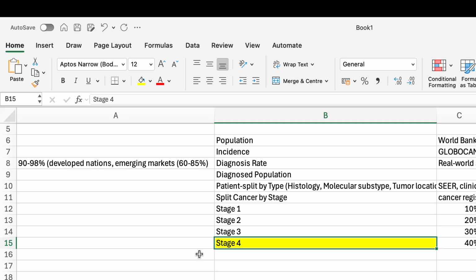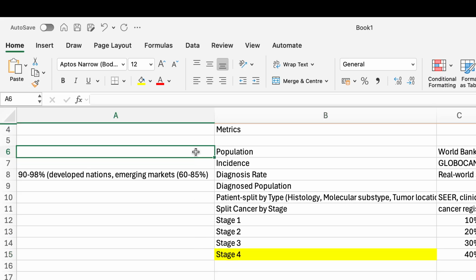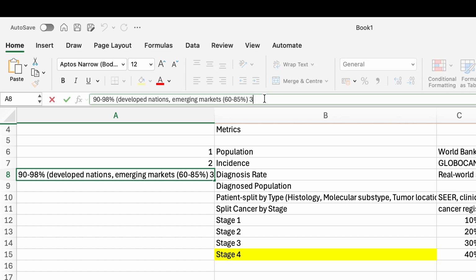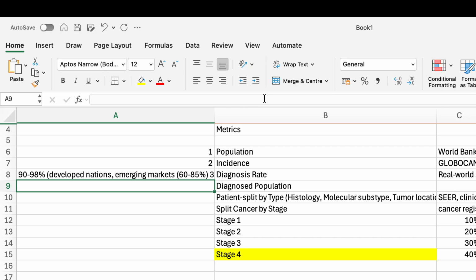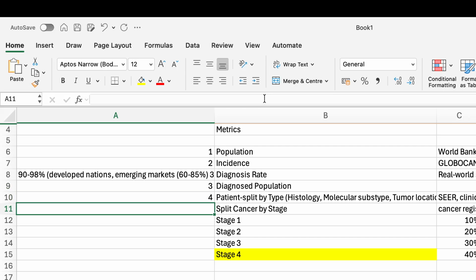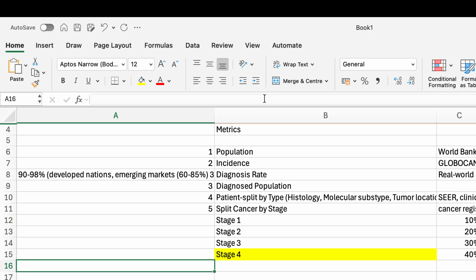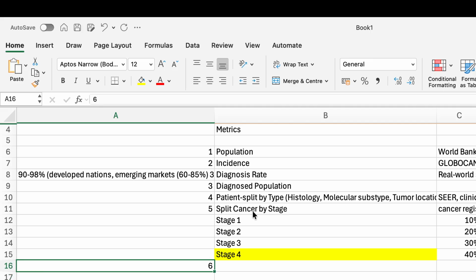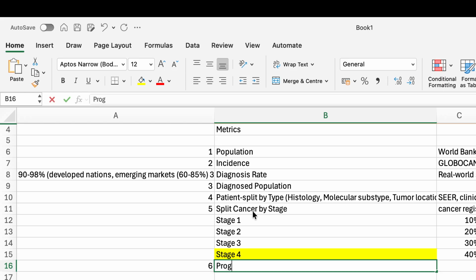Then what we capture is, first we capture population incidence, then we capture diagnosis in the third, and I would put it here for now. Then patient split by type, and the fifth one was split cancer by stage. These are your top five parameters in your funnel. Then the sixth one is your progression from early stages.